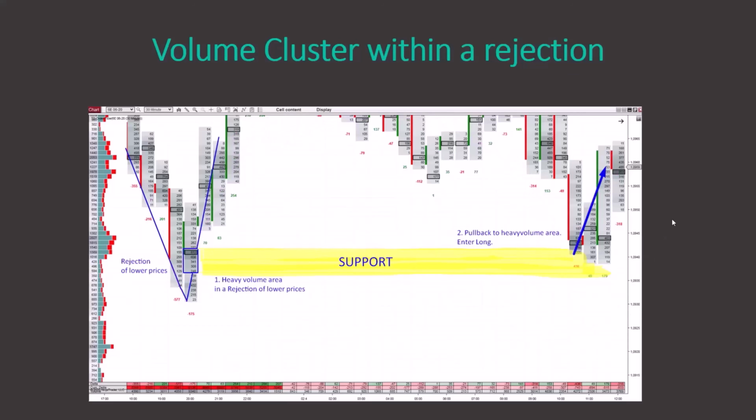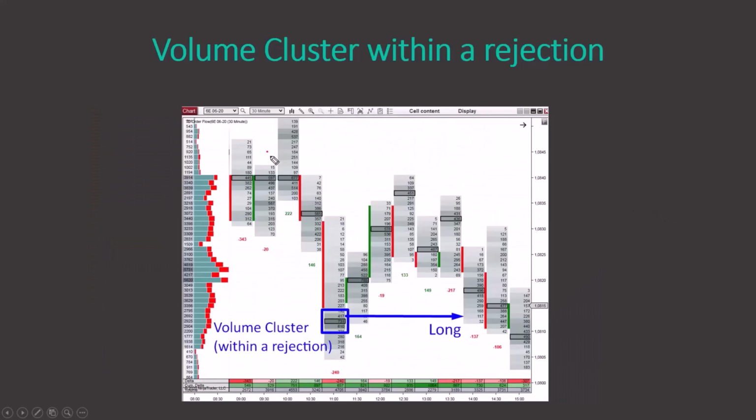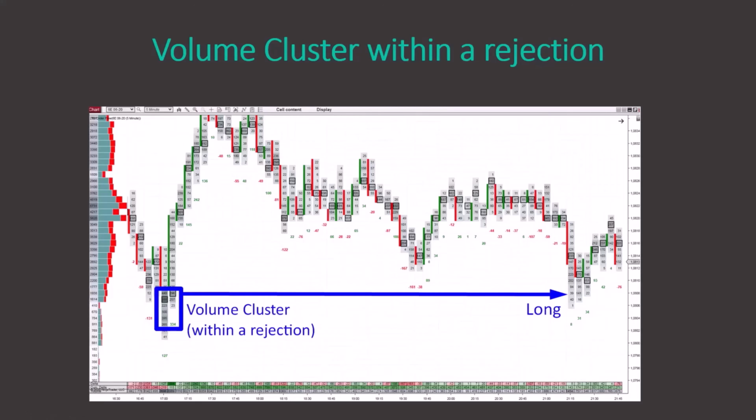Now let me show you another example of this. There was a sharp rejection of lower prices with significant volume cluster formed within the rejection. So you wait for a pullback and go long from there. Now here is another example. Sharp rejection of lower prices with significant volume clustering here.